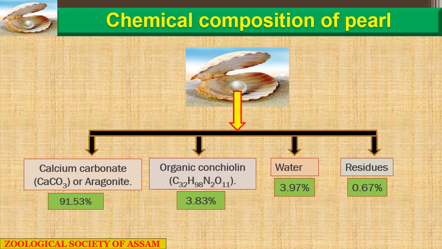In physical terms, a pearl has 3.5 to 4.5 hardness on the Mohs scale with a specific gravity of 2.7. Biologically, a pearl is more or less similar to the inner shining layer of mother of pearl layer or nacre of shells.